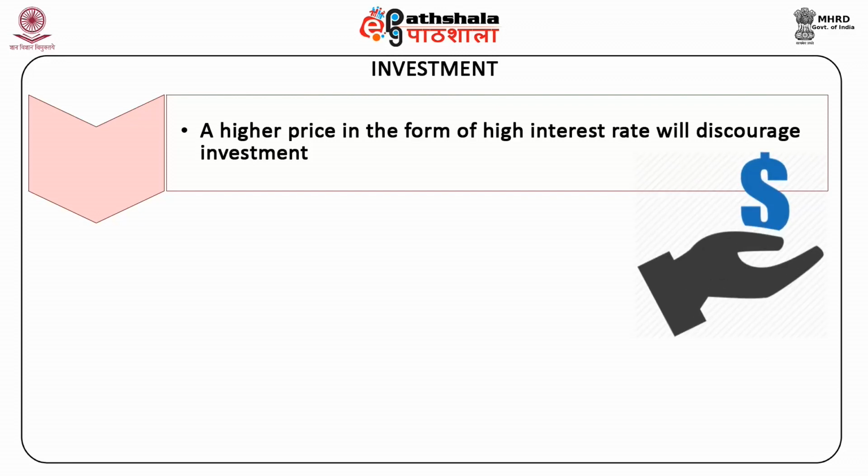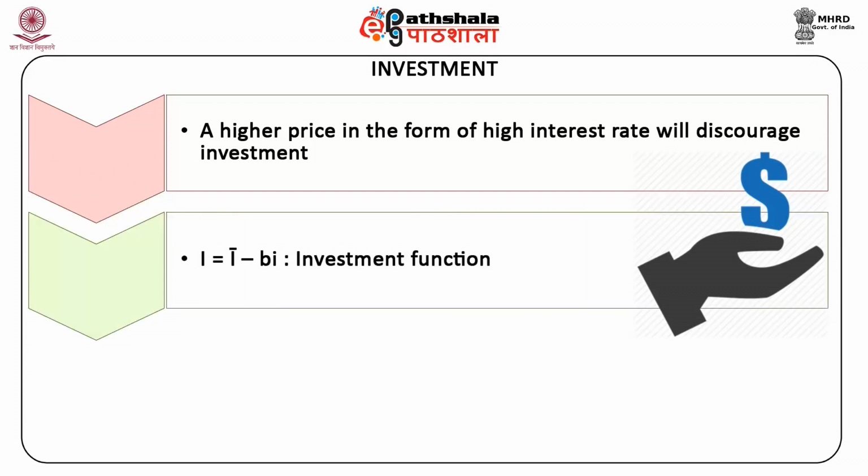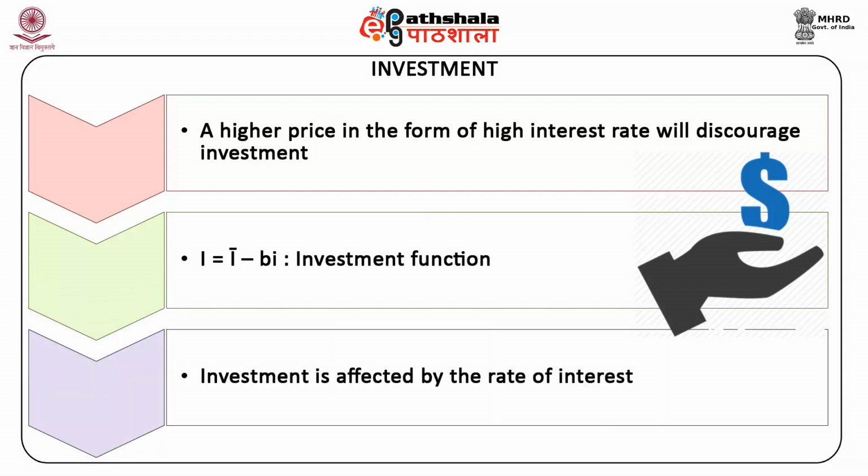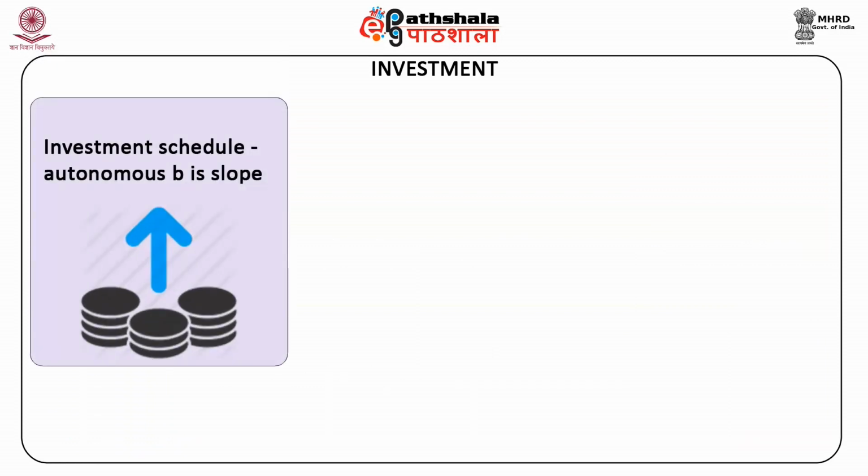Thus, the investment spending function is I = Ī − bi, where Ī is the autonomous investment. In this investment function, investment is affected by the rate of interest, that is i. A higher interest rate lowers the planned investment. The coefficient b measures the interest rate sensitivity of investment. It measures how responsive investment is to the rate of interest. The investment schedule is determined by the autonomous investment, and the term b is the slope of the investment curve.